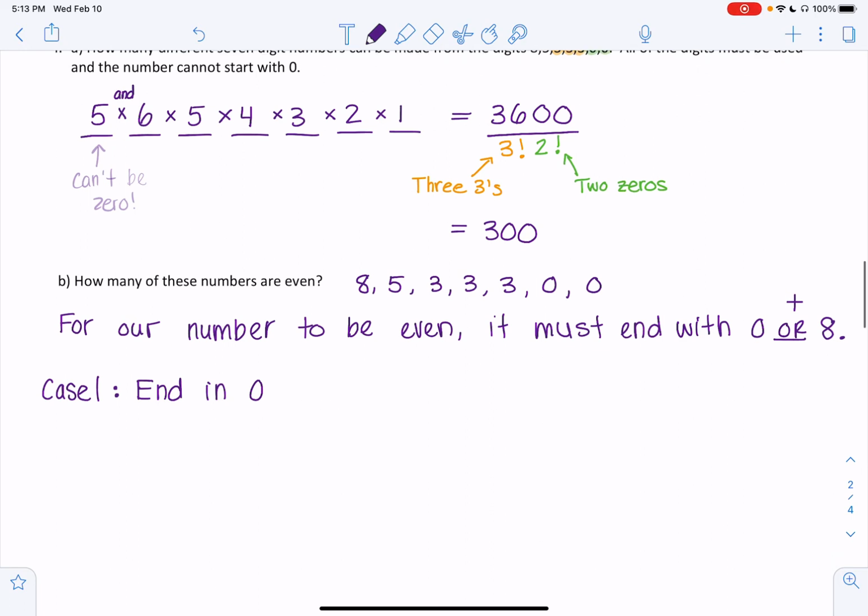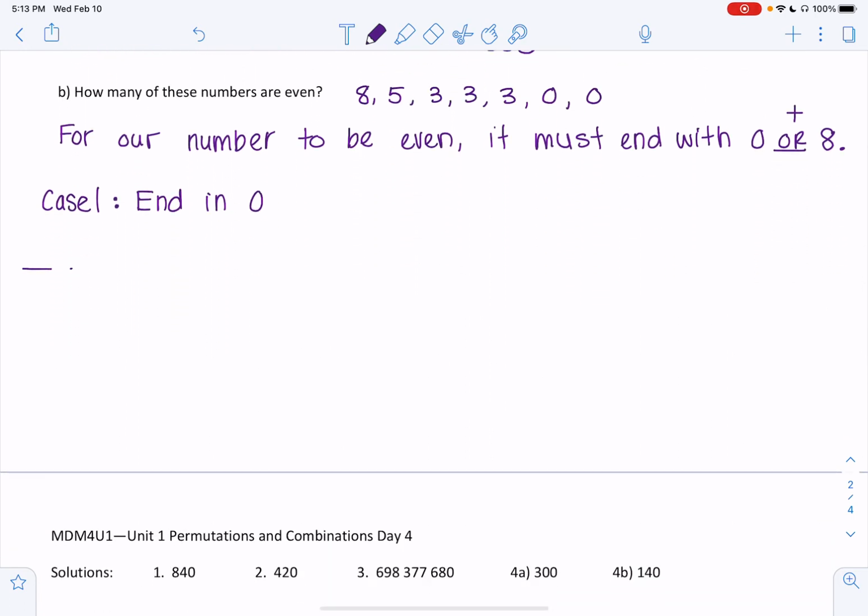So I'm going to write out all of my digits: 1, 2, 3, 4, 5, 6, 7. Now there's a few things that we know. First and foremost, this last one has to be a 0 because we're saying that it has to end in 0. There's one way we can do that. We're going to assign one of the zeros to be here. It doesn't matter which one. Then, for our first number, it can't be 0. That rule is still in effect because then it would not be a 7-digit number. So up here, it can't be a 0.